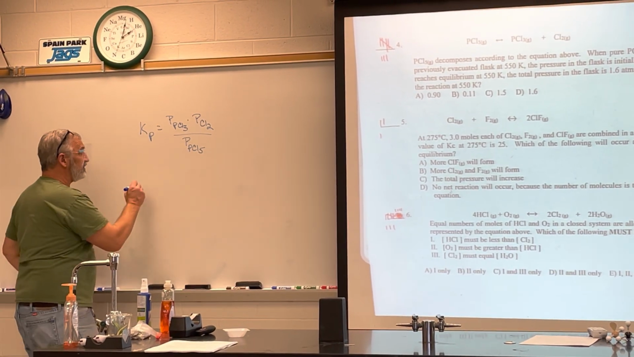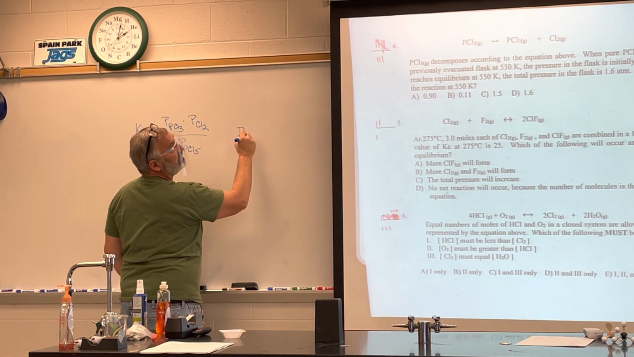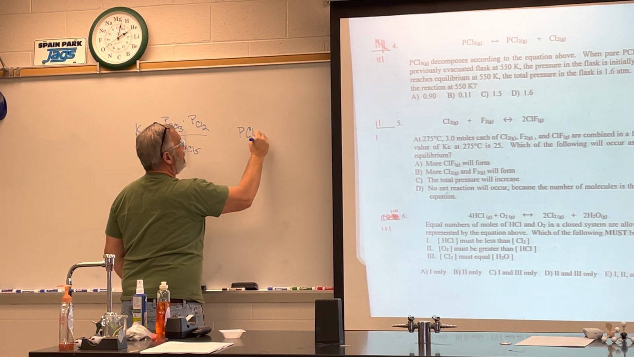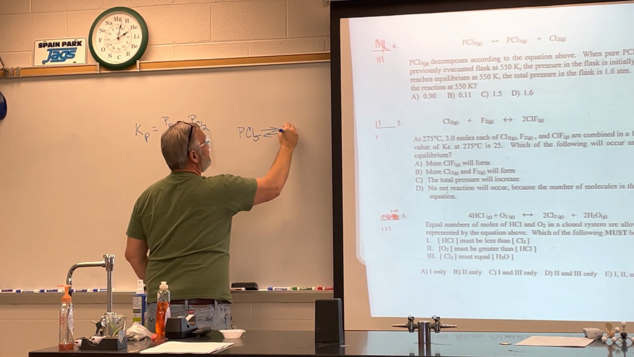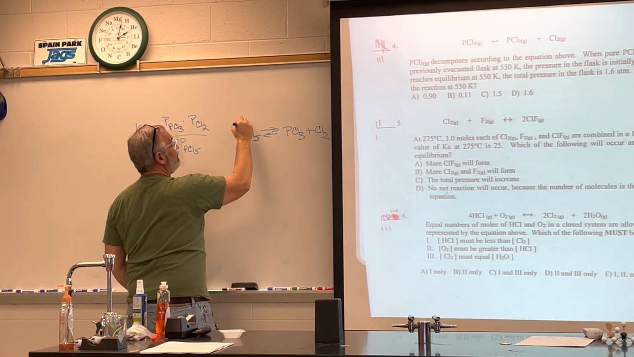Step two, I know that the total pressure, I do my ice table. PCl5 goes to PCl3 plus Cl2. I start with 1 atmosphere.